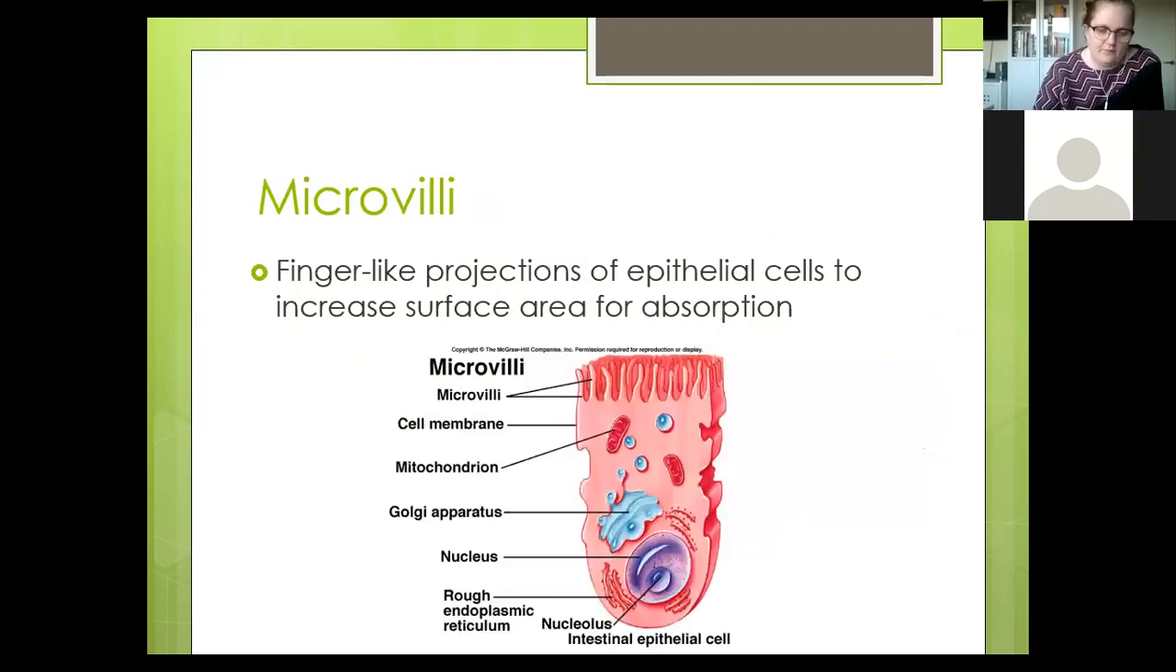We also have microvilli in our cells. These are finger-like projections of epithelial cells to increase surface area for absorption.